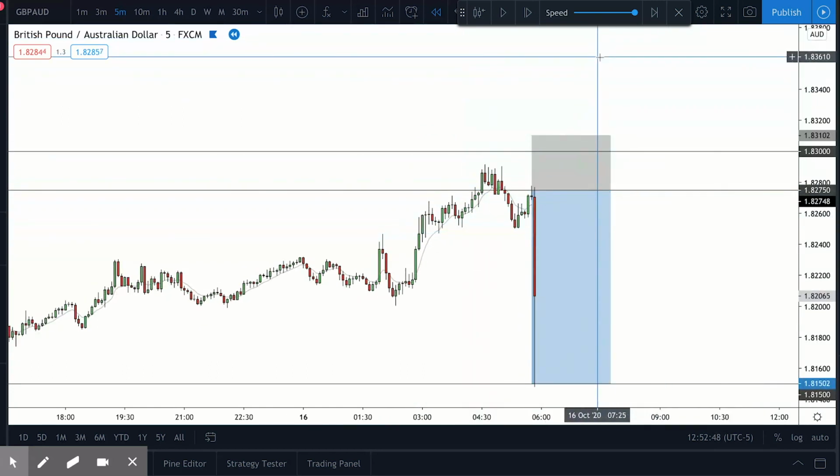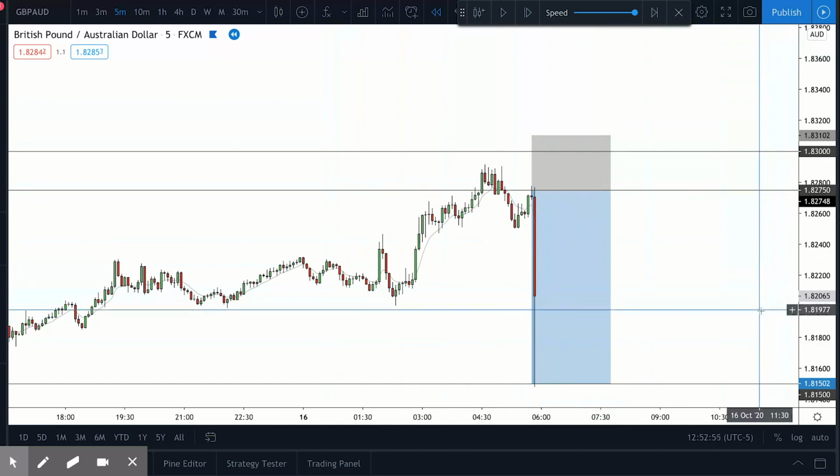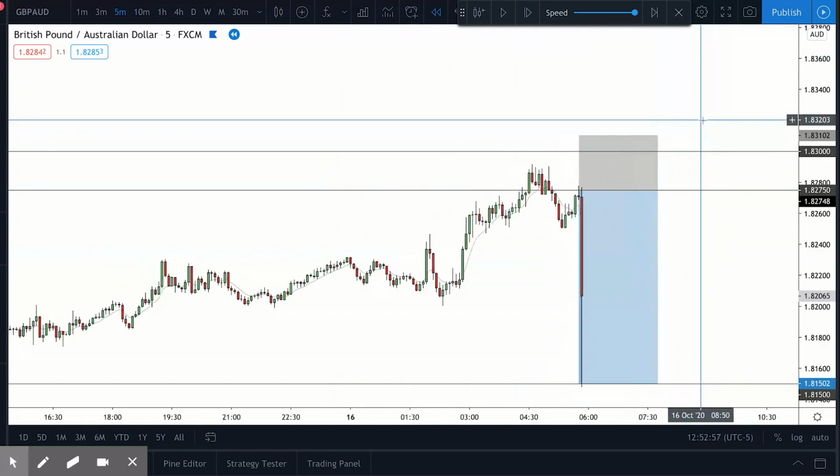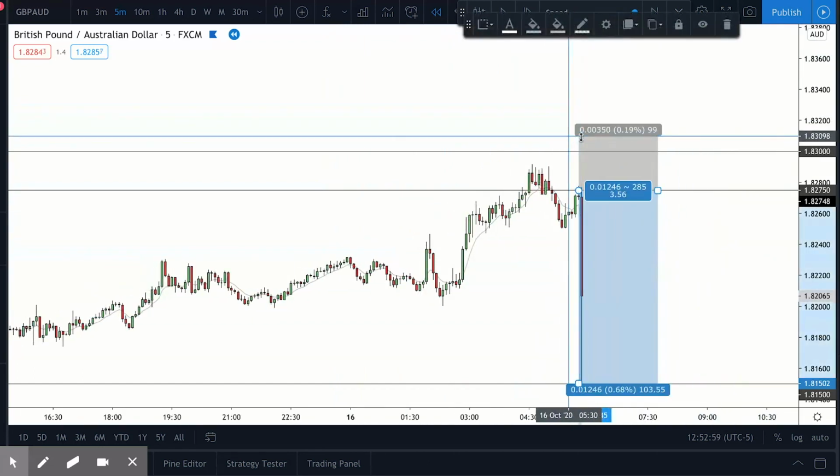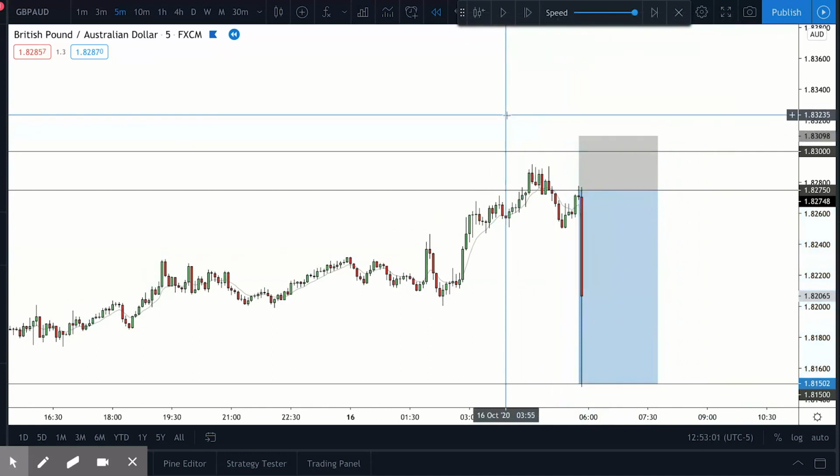So: market structure, trend direction, supply and demand, support and resistance, using those 50s, 250, 750 key levels. That is how you're going to formulate a trade. And of course, remember always to correctly position your stop loss, over key levels, over zones. Refer back to the previous video to learn more about that.